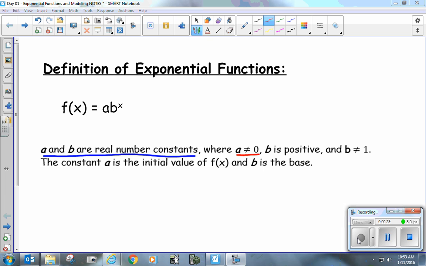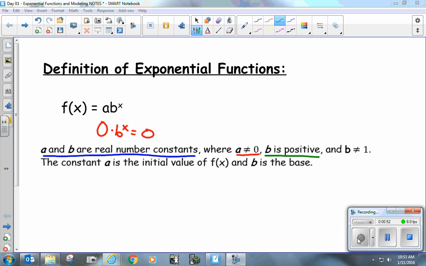Take a look at that. What happens if a is 0? The whole fraction becomes 0. Everything's 0, because if a is 0, a times b to the x would just be 0, and we have no more exponential. We just have a straight line, y equals 0. B is a positive number. Doesn't always have to be, but in this case, b is a positive number, and b cannot equal 1.